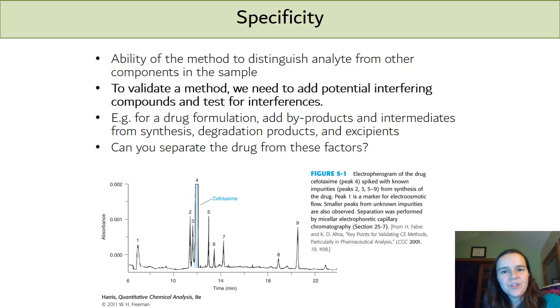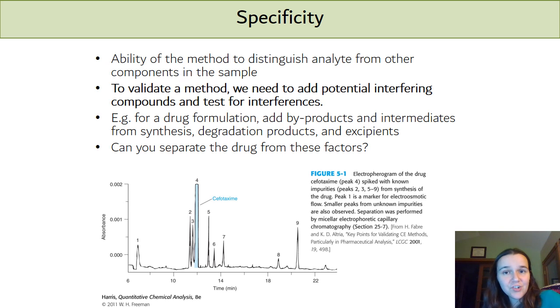So, mentioned earlier, sensitivity is the slope of the calibration curve. Specificity is the ability to distinguish analyte from other things or interferences. If you're going to validate your method, you need to make sure that you don't have potential interfering compounds acting like your analyte. So a lot of times you have to add these things.